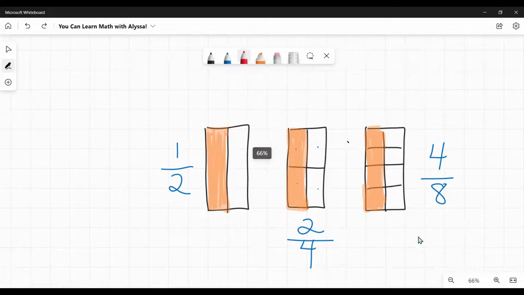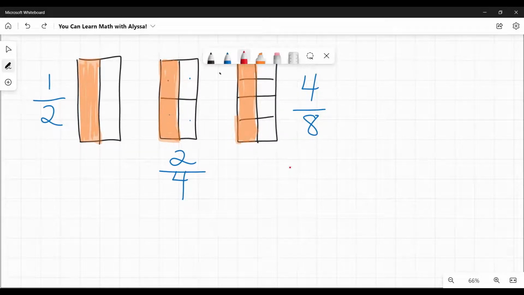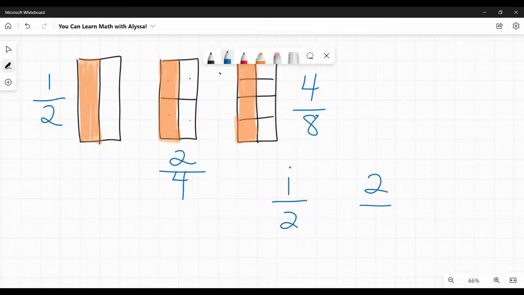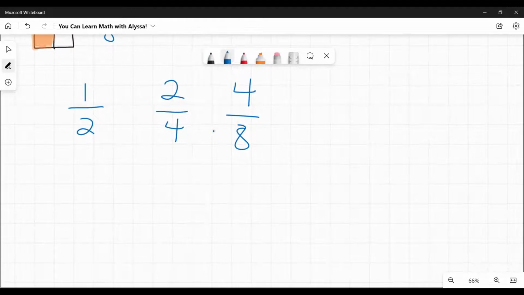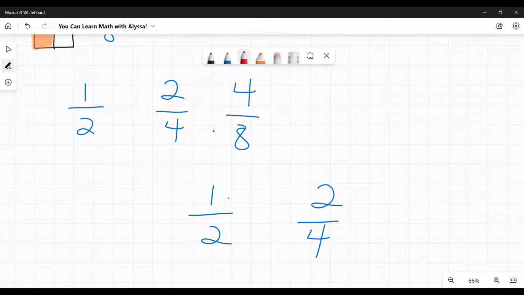If you notice something about these 3 fractions, there's a pattern here. If we can notice this pattern, we'll be on our way to simplifying fractions easily. Let's just look at the numbers. What if I compare 1/2 and 2/4? How would I get from 1 to 2 if I was multiplying? I would multiply times 2. 1 times 2 is 2. What would I do on the bottom? 2 times 2 is 4. Same number top and bottom.